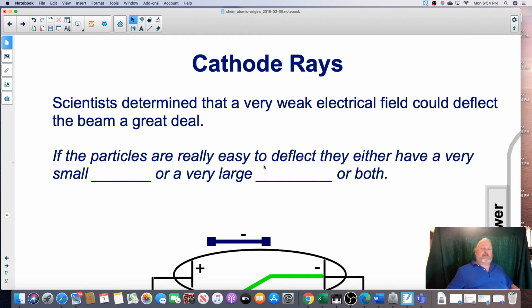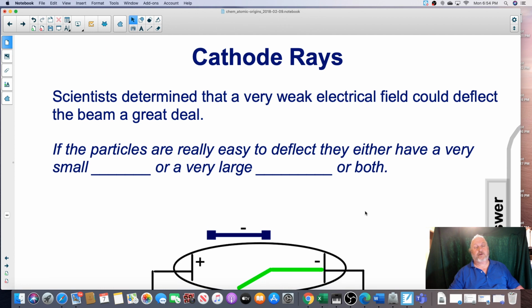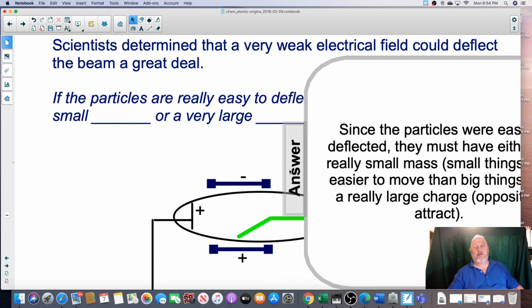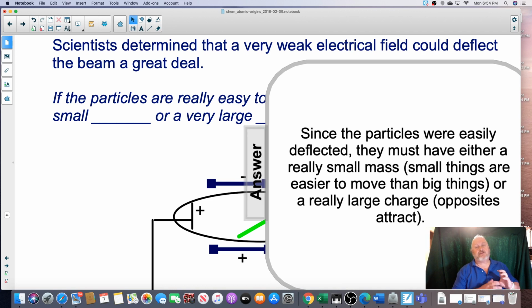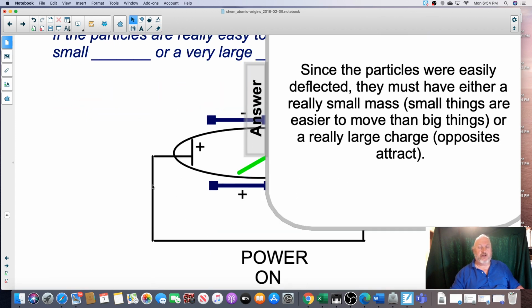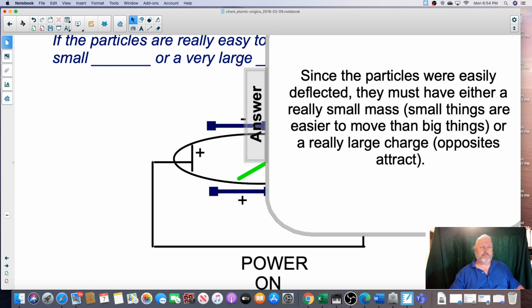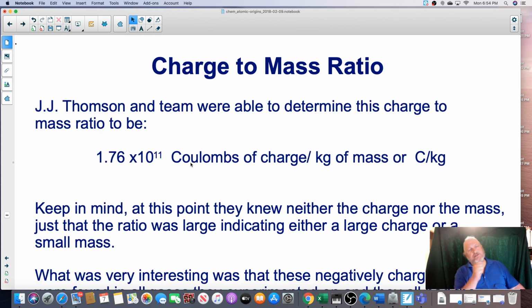So, scientists determined that a very weak electrical field could deflect the beam a great deal. Again, a very weak electrical field. So, if these particles are really easy to deflect, they either have a small what? A small mass, because smaller things are easier to move than big things, or a really large negative charge. It's either or.